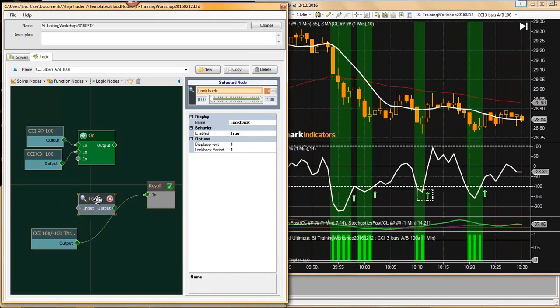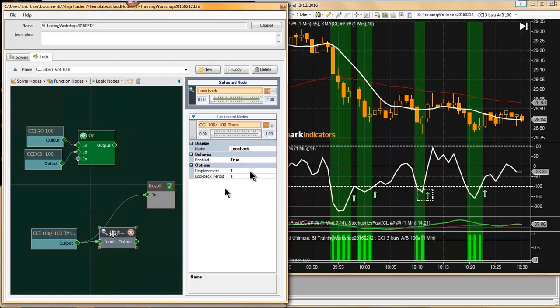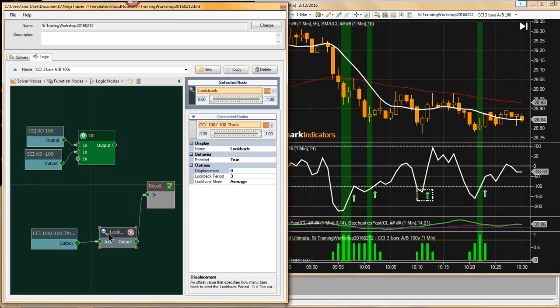All right, so let's set this look back node to do some filtering. We're going to set our look back to 3, and for now I'm going to just set the displacement to 0, but I will have to set that back. I'm just going to explain how this look back is working first. So we got our look back of 3 because we need at least 3 bars.